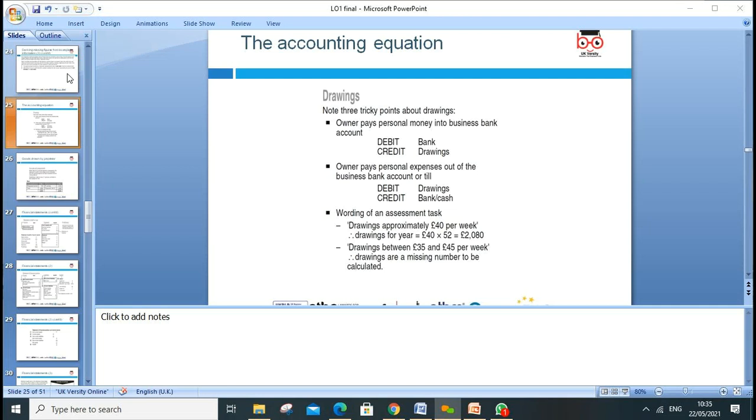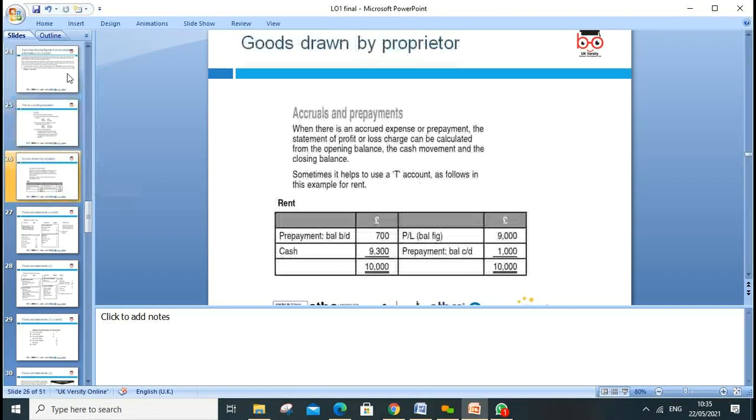Okay. So drawing means anything you draw for personal use. Then next we have accrual and prepayment. When you deal with accrual and prepayment, please always draw the timeline of when your year starts and when your year finishes. Accrual expense is a liability. Accrual income is an asset, which is the opposite.